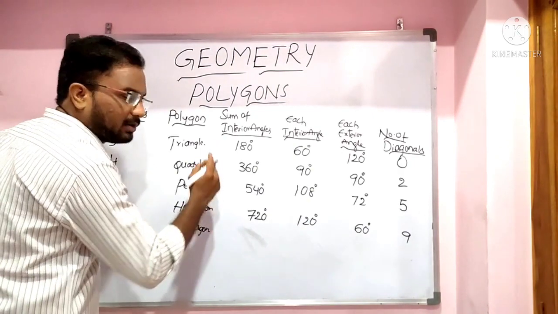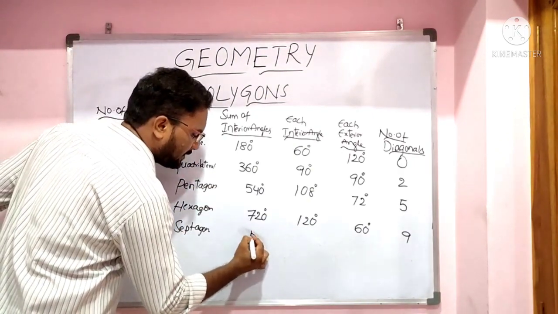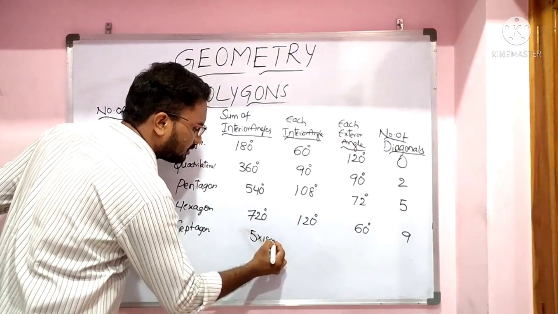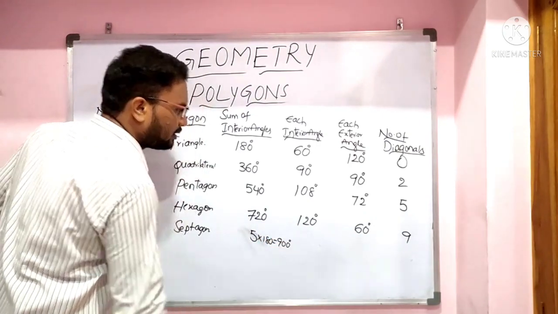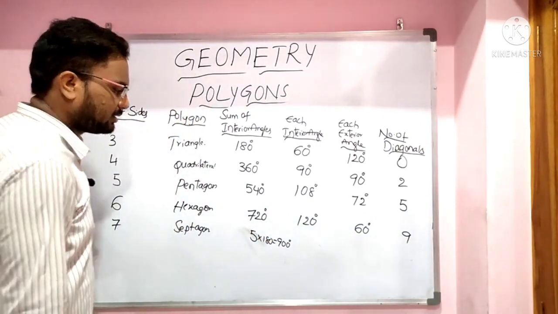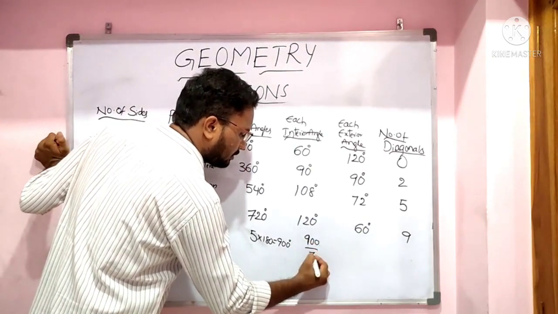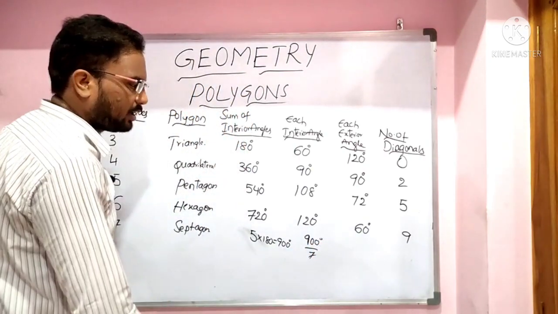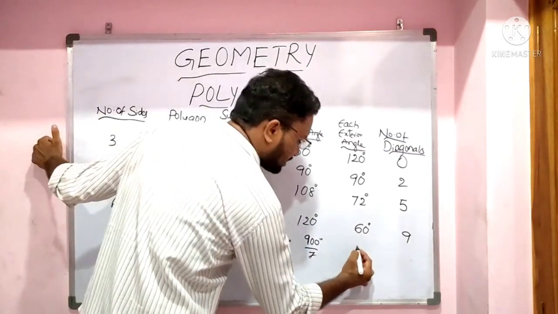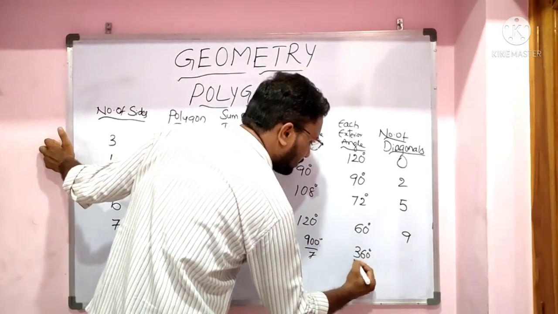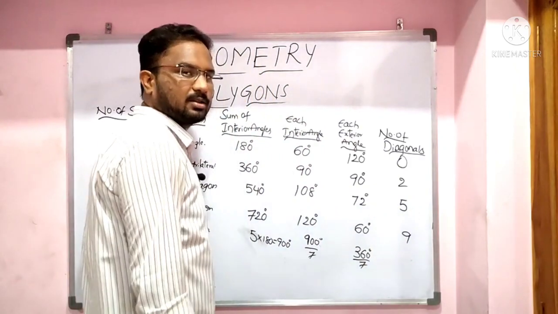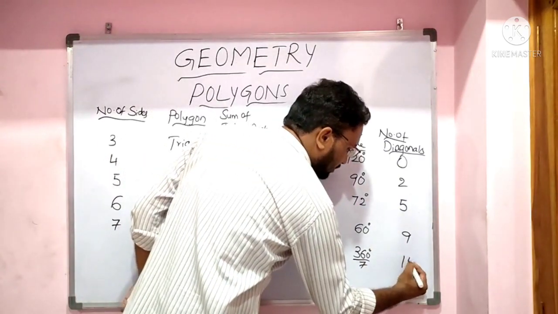Okay, sum of all interior angles is 5 into 180. Okay, 900, and each interior angle is 900 by 7 degrees. Okay, and each exterior angle is 360 by 7 and number of diagonals is 14.